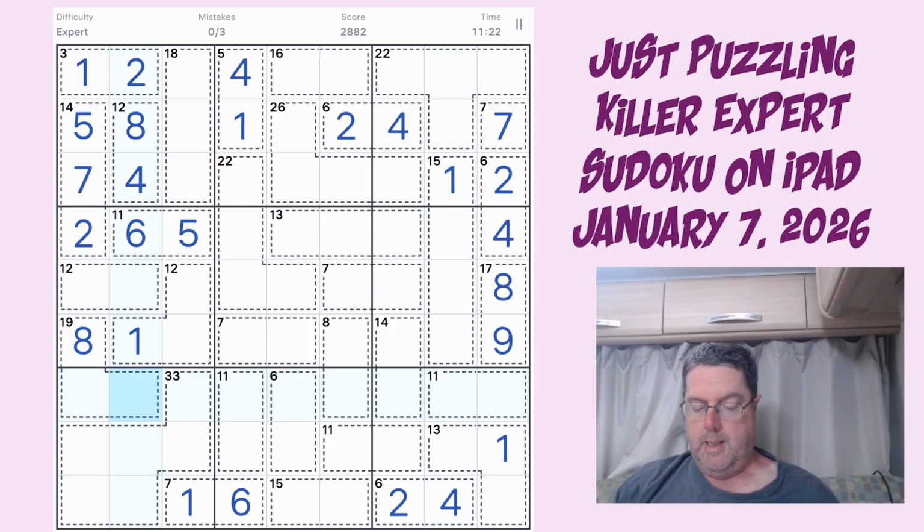5 and 6 can't be here then. So if this was 5, 6 wouldn't work here. 7 and 4 would work. 2, 4. So 1 can't be here, 1 can't be here, 1 can be here, or 1 can be here. So those two are all 1. 5, 4 and 3. 5 and 2.